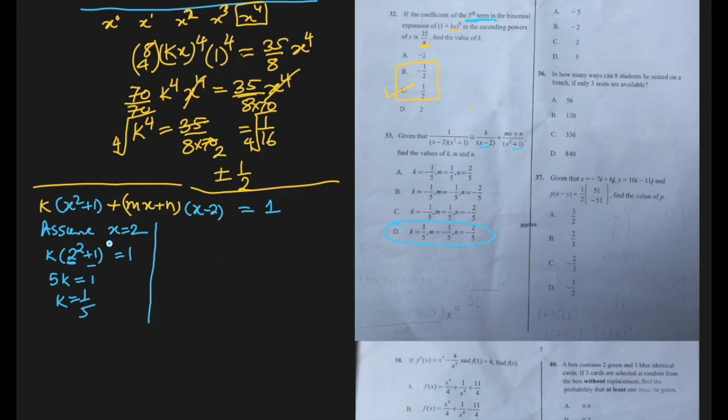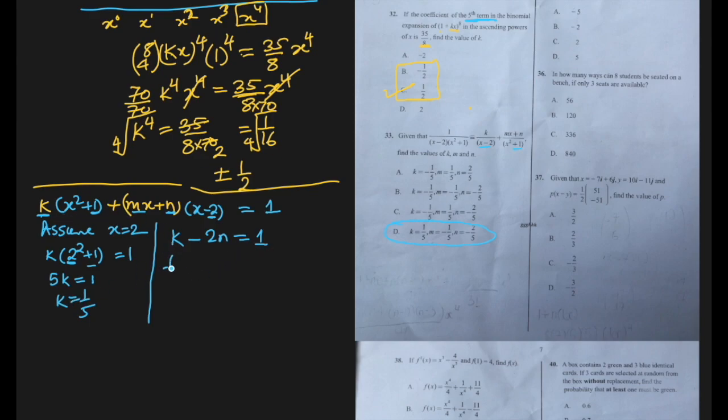Now let's compare the constant part. K times 1 will give me the constant k, correct? mx times x will not give me a constant, so ignore it. n is the constant and minus 2 is the constant, so minus 2n will also give me a constant, and on the right side we have 1 which is a constant. So I ignored all the x's, only constants compared.